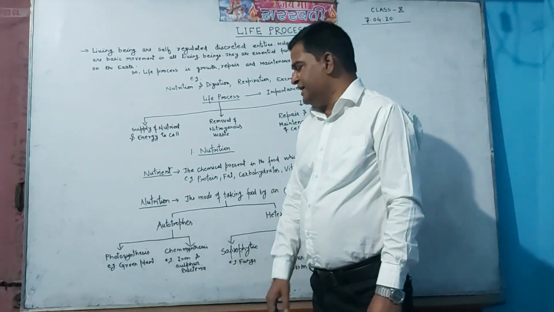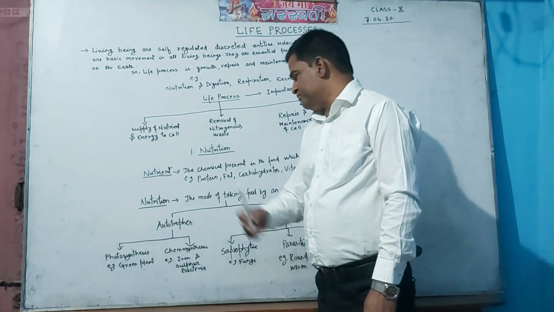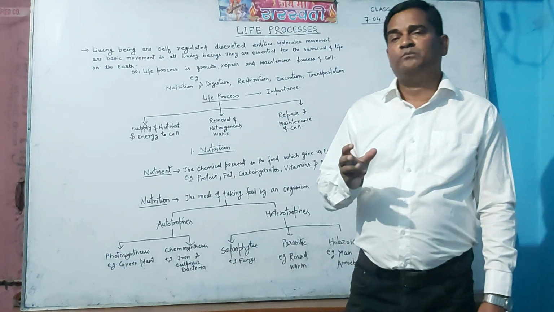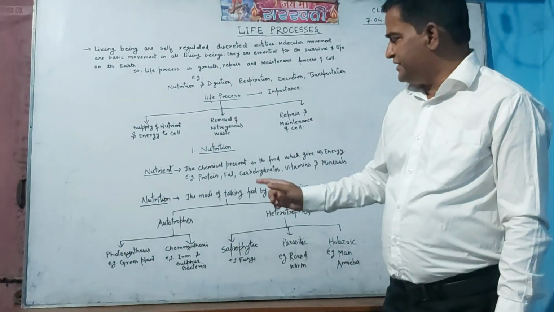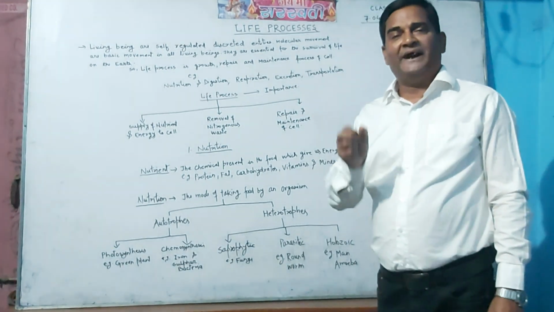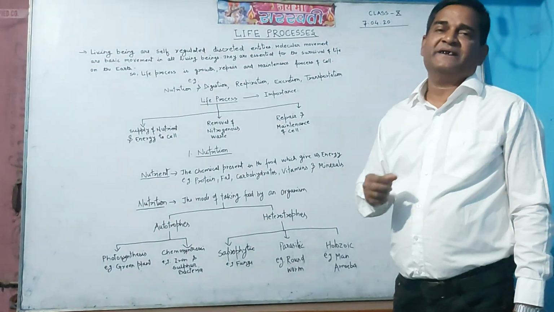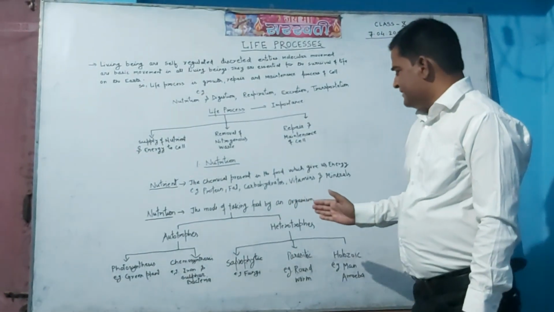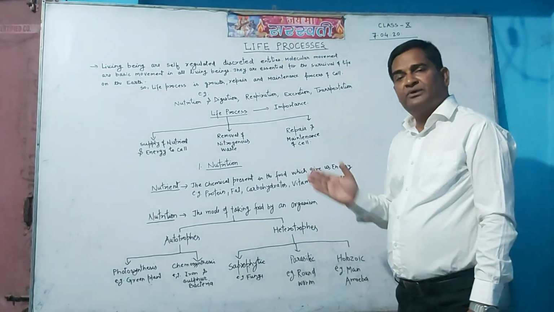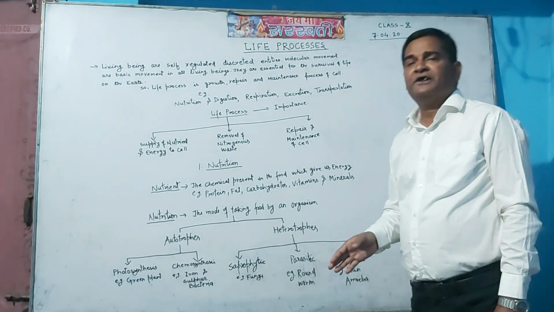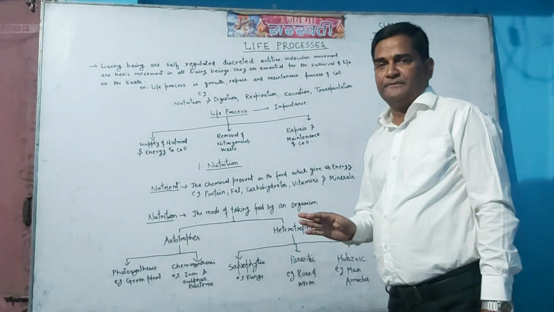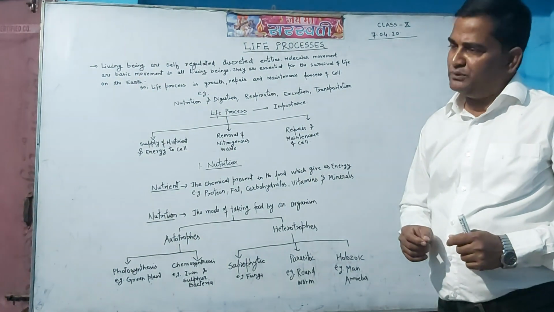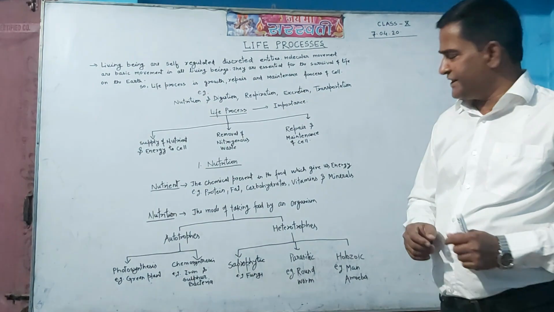Autotrophy is further classified into two types, photosynthetic and chemosynthetic. The photosynthetic mode of nutrition is commonly seen in green plants, whereas chemosynthetic organisms are some specialized bacteria, like iron and sulfur bacteria, which have the ability to produce their own food. Secondly, children, heterotrophs are further classified into saprophytic, parasitic and holozoic nutrition. Now the question arises: how can we distinguish all three types, saprophytic, parasitic and holozoic nutrition?